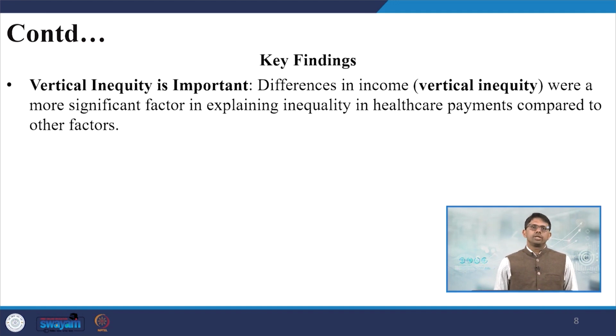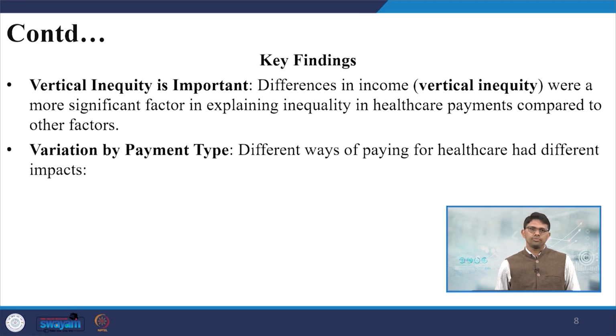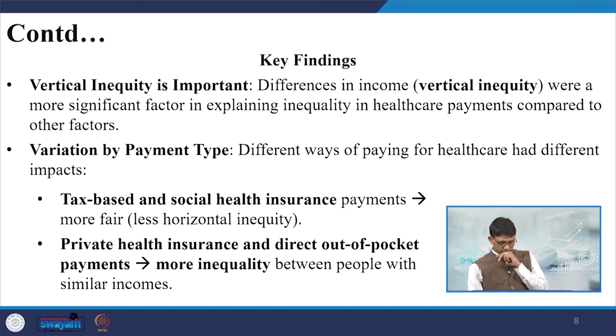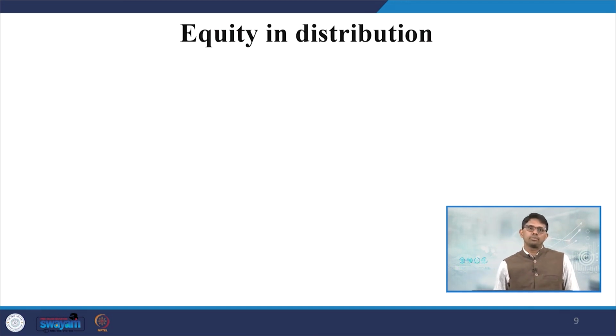In their findings, they find vertical inequity is important because differences in income were a more significant factor in explaining inequality in healthcare payments compared to other factors, whereas by variation by payment type, they identify whether payments are tax based or social health insurance, or through private health insurance or direct out-of-pocket payments. And tax-based and social health insurance payments are relatively fair and have less horizontal inequity as compared to private health insurance or direct out-of-pocket payments.